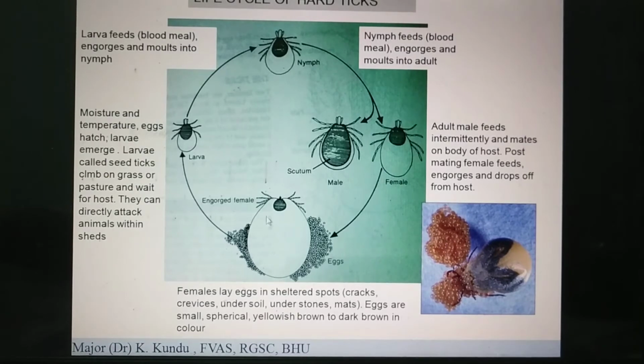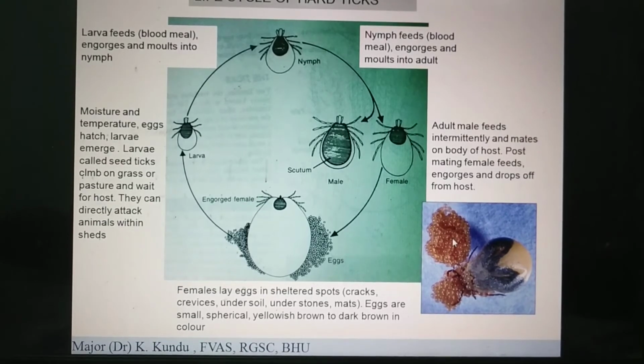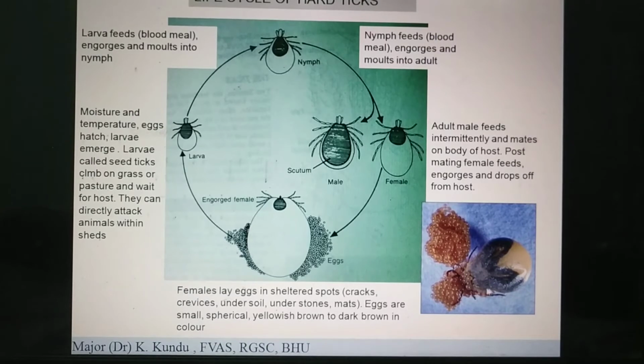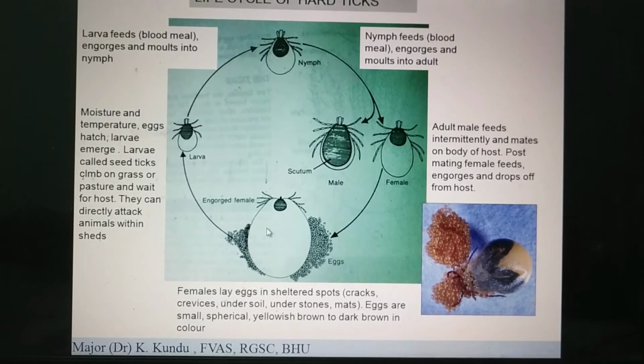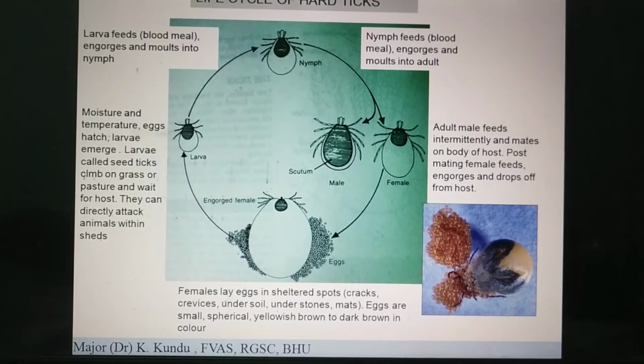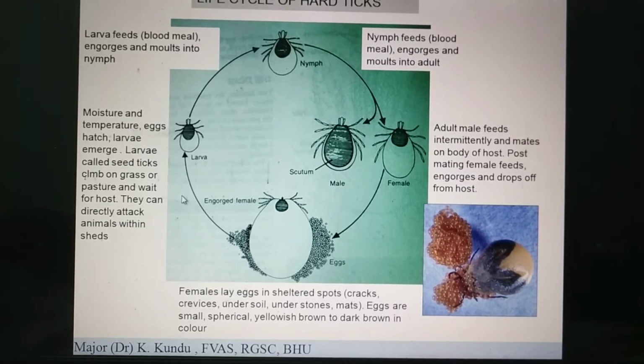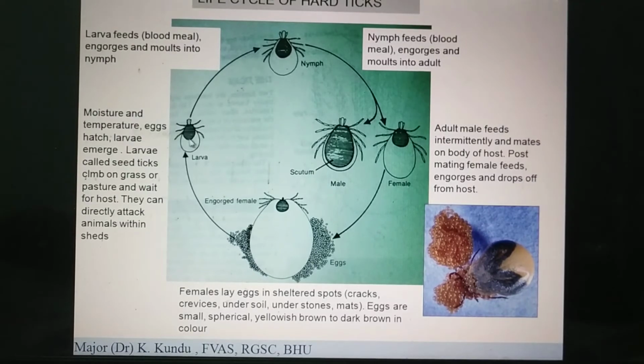And the female, after complete engorgement, has 90% of its body mass converted into eggs. It can lay around 10,000 eggs at a time. After laying the eggs, the female tick will die. Now, depending upon the moisture, humidity and temperature, the eggs will hatch. Generally, 25 to 30 degrees is the optimum temperature, and a humidity of 70 or 80% and above is required. Once the eggs hatch, the larva will come out.